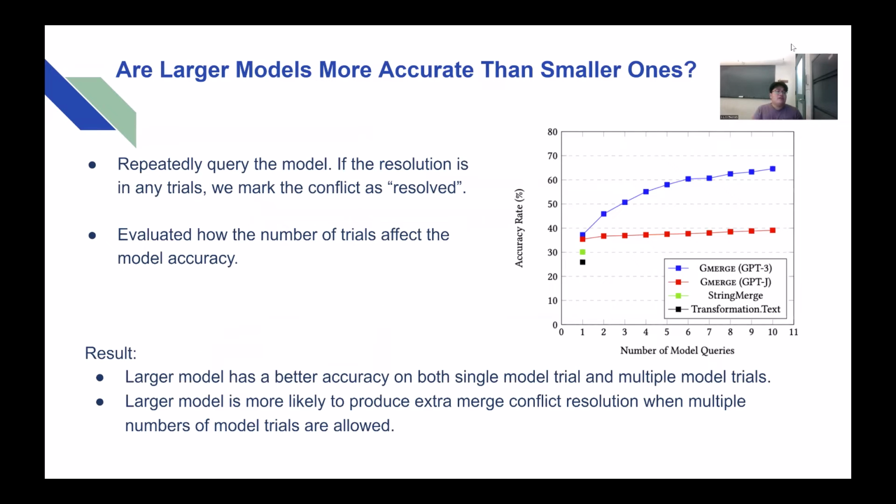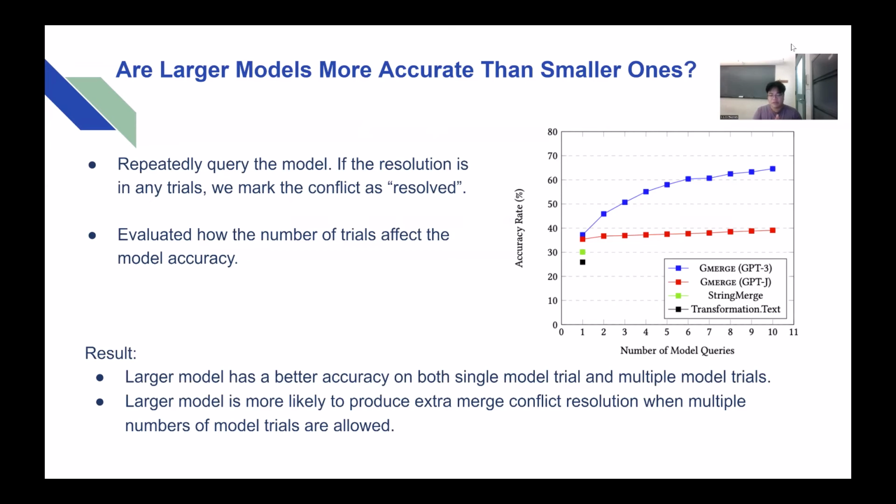Finally, we're going to ask whether the size of the language model matters. Because the language model is a probabilistic model, it will return different results if you query many times, so it's possible that it returns different answers. That's the way we're going to do the experiment: we repeatedly query the model, and if the resolution was found in any trial, we mark it as a confident result.